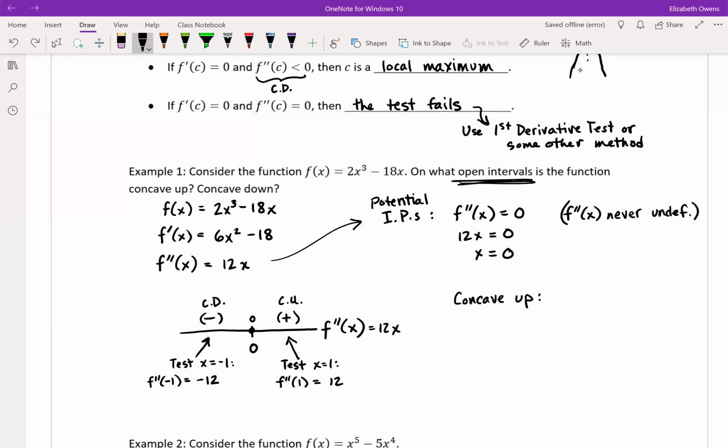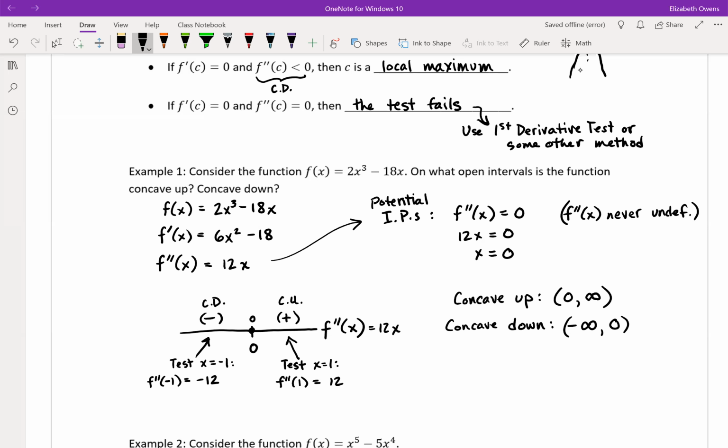And notice it does say specifically open intervals, so that means we are not going to include 0, because at 0, the function is not really concave up or concave down particularly. It's like both and neither at the same time. So don't include 0 in that interval. Put a parentheses on it, not a bracket. And then concave down, that will be our other interval over here from -infinity up to 0, like so.